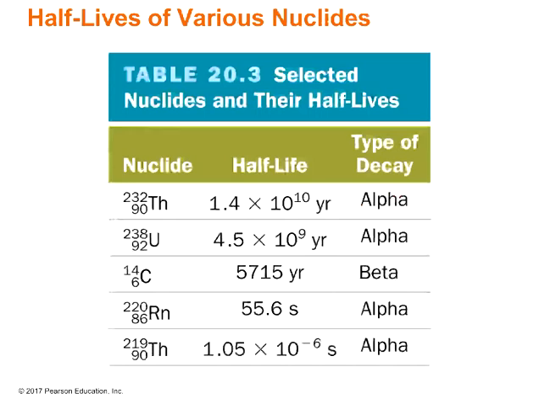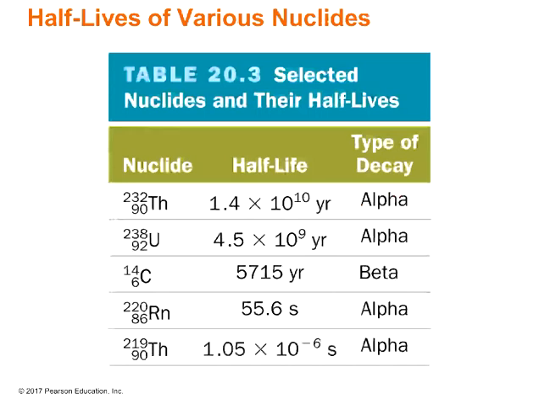So here's a list of some half-lives for different radioactive elements. Thorium-232 has a really long half-life. Its half-life is 1.4 times 10 to the 10th years. So it takes forever for thorium to go through its radioactive decay process. Now, as it does decay, it gives off alpha particles.